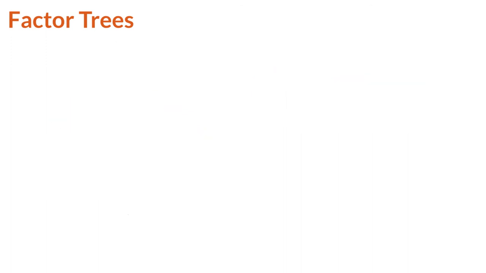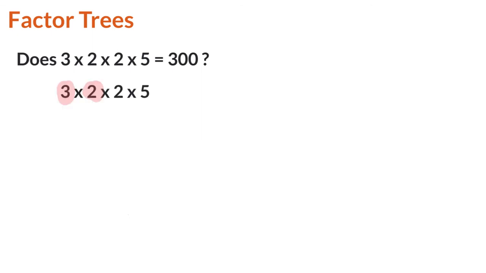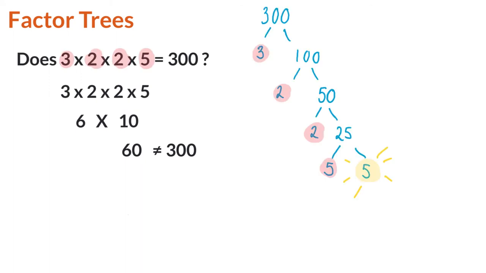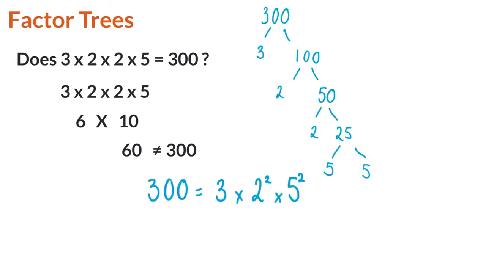Finally, we can check our answers using multiplication to see if we correctly identified all the prime factors of a number. Let's check to see if these prime factors are equal to 300. 3 times 2 makes 6, and 2 times 5 makes 10. 6 and 10 make 60. This is not 300. We were missing a 5. 300 expressed as a product of its prime factors should be 3 times 2 to the power of 2 times 5 to the power of 2.